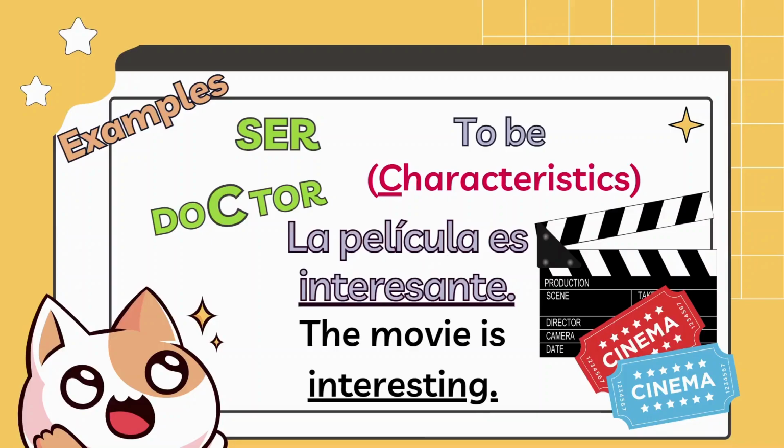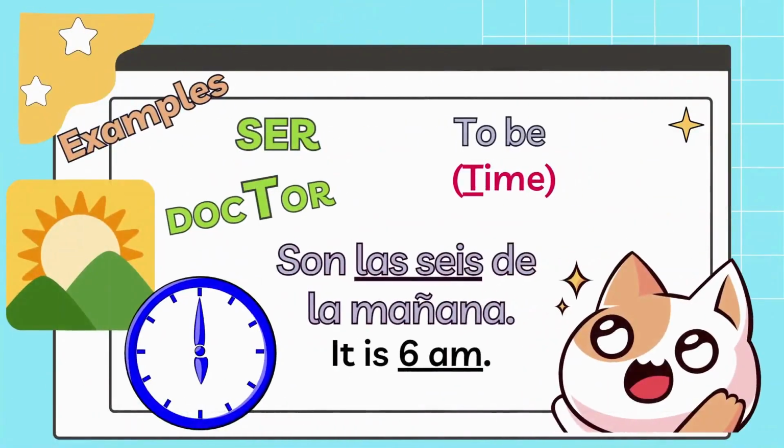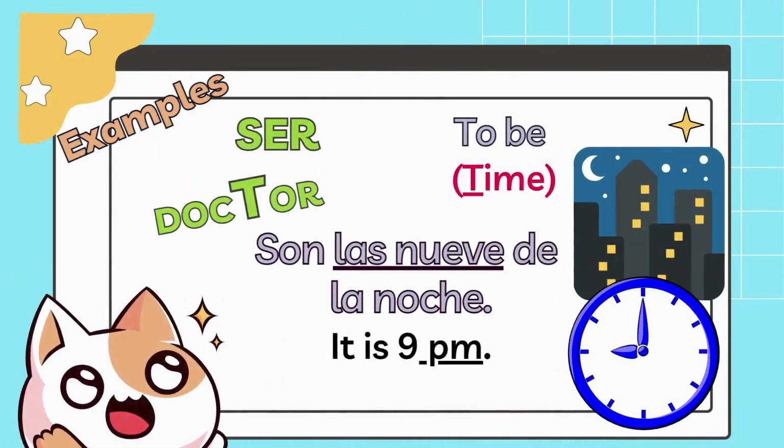Now, this to be can also represent time, to be a particular time. So the T in doctor can represent time. For example, it is 6 a.m. Son las 6 de la mañana. Another example, it is 9 p.m. Son las 9 de la noche.